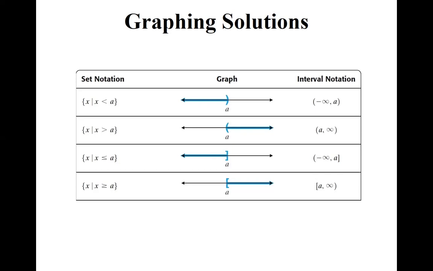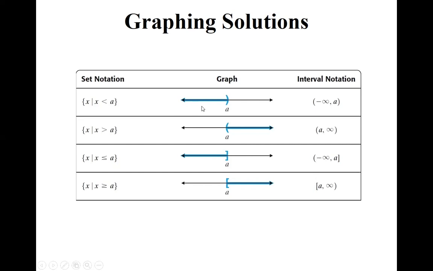You can still do that, but it's a lot easier in getting to interval notation if instead of open circles, you use parentheses, and instead of filled in circles, you use square brackets. Parentheses go with the open circle, parentheses go with less than or greater than. You can see there in set notation, this would represent x is less than a. This would represent x is greater than a. The shading on the graph is the variable x.